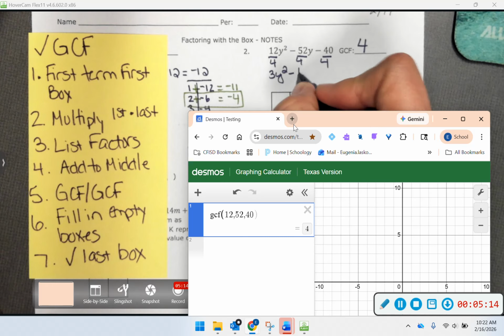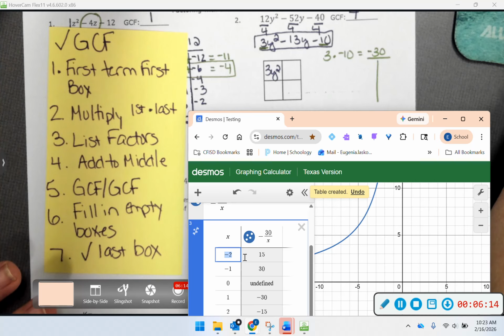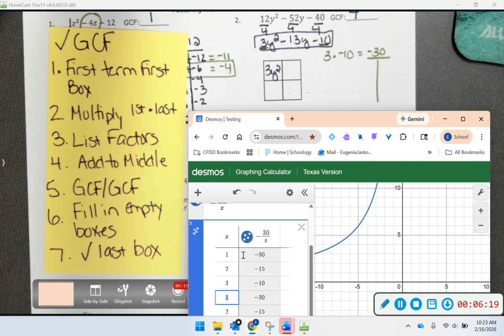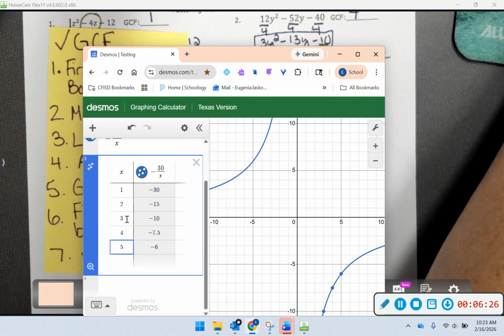Now, I didn't show you this before. I'm going to show you it now. Your computer, your Desmos, will also do factors for you. So the shortcut is to take this number right here on your T-chart. You're going to type it in, negative 30 divided by x, and you're going to turn it into a table. Okay, and I like to start my table at 1. So 1, 2, 3, 4. So these are all of my factors of negative 30. So I don't have to know them all in my head. I can get them right here.